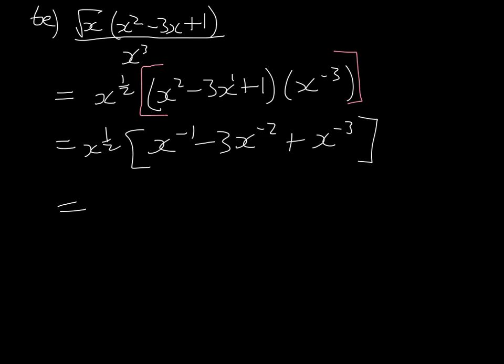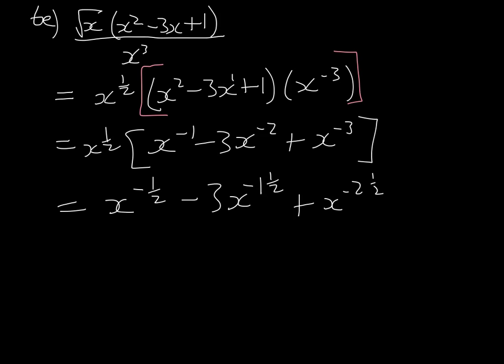So I've got x to the half times x to the minus 1 is x to the minus 1 half. Okay, then x to the half times minus 3x to the minus 2, that becomes a half, plus minus 2 is minus 1.5. So that's minus 3x to the minus 1.5. Okay, and then the next one is x to the half times x to the minus 3. So a half minus 3 is minus 2.5. So this becomes plus x to the minus 2.5.